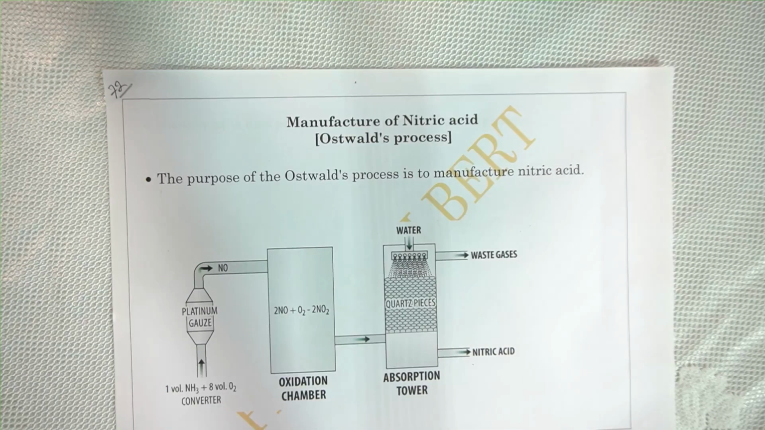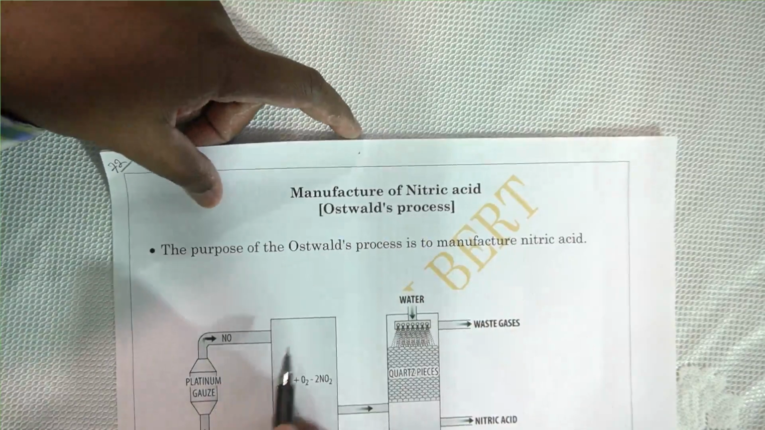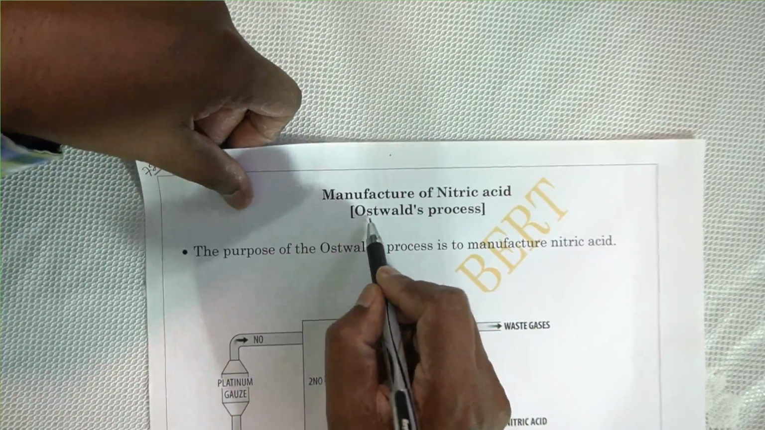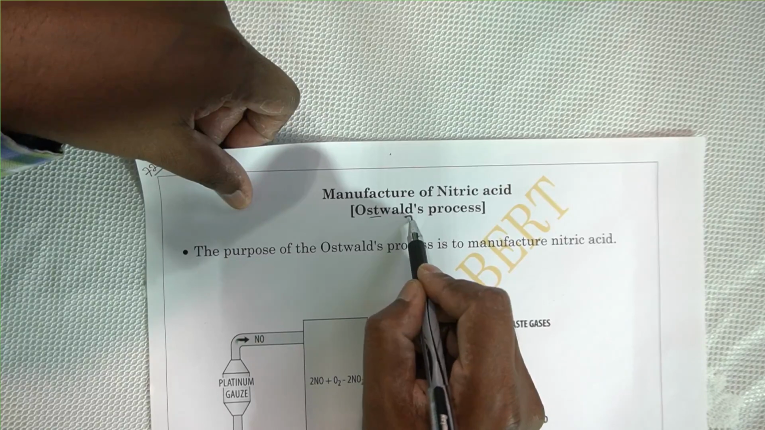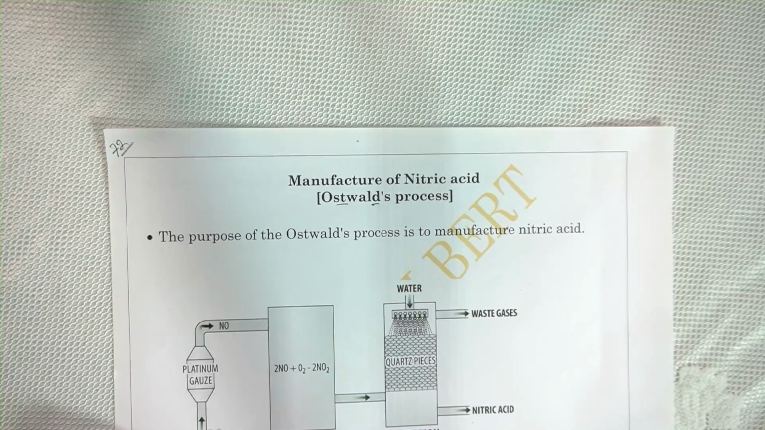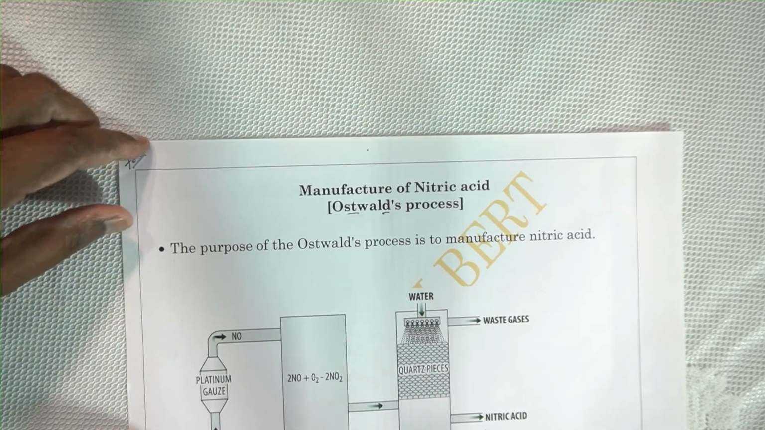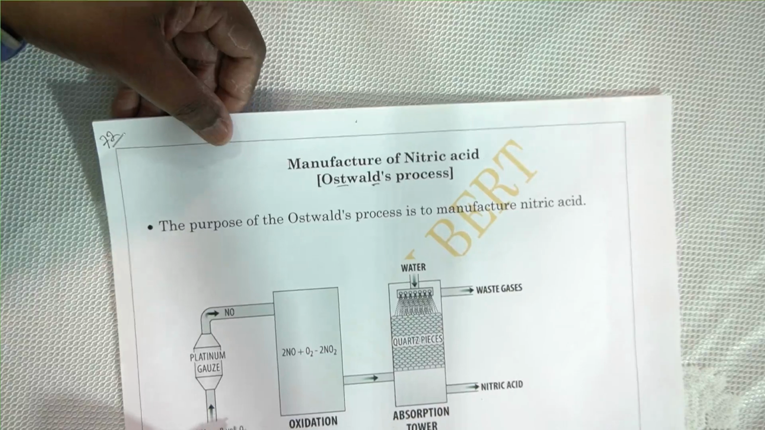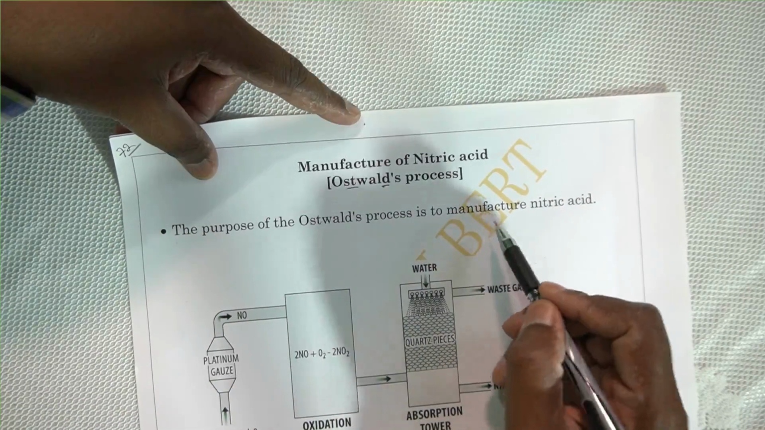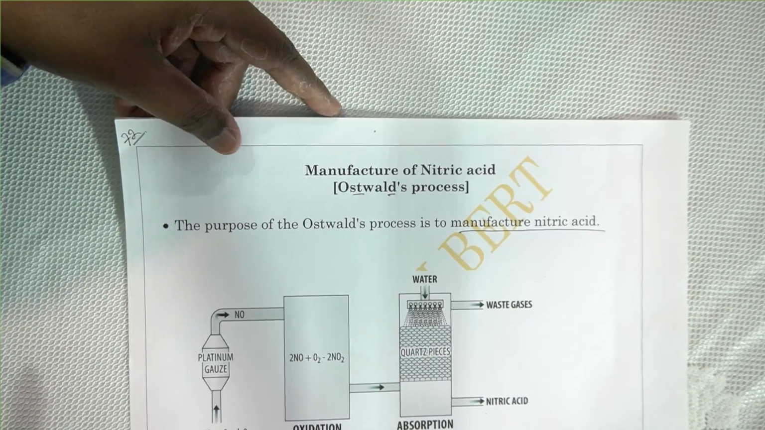The process used for this is known as the Ostwald process. It is an industrial process. Ostwald's. The T and D are silent, so it is pronounced Oswal's process. What is the purpose of this process? As we know, it is the manufacture of nitric acid. Purpose is manufacture of nitric acid.